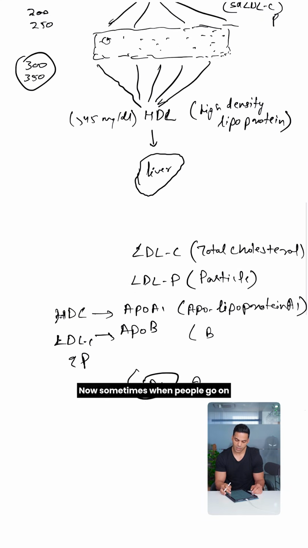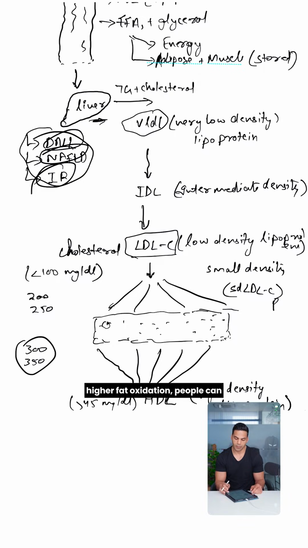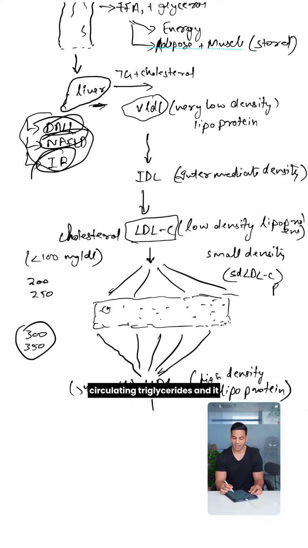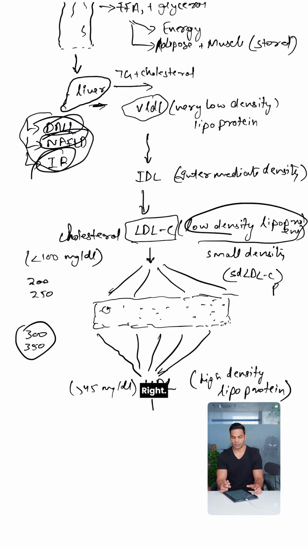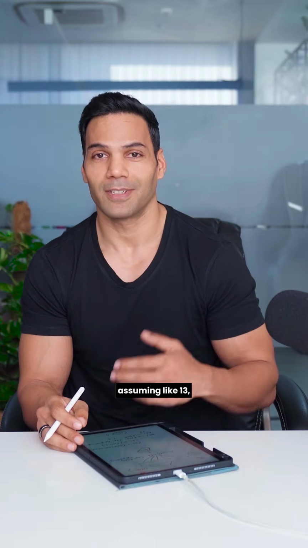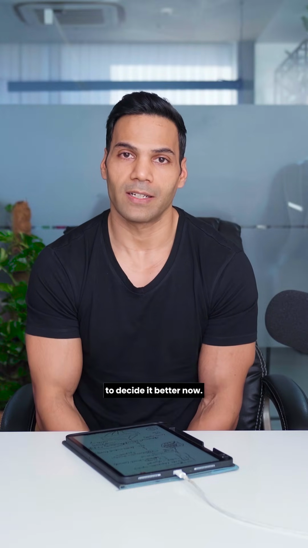Now, sometimes when people go on a ketogenic diet, where you have higher fat oxidation, people can see a temporary jump in the number of circulating triglycerides, and it can also lead to a temporary jump in LDL cholesterol. So total cholesterol can increase, but the number of particles is also very important, right? So there are caveats, there are nuances, but I'm not going to go into the depth of those. I hope this little episode, I'm assuming like 13-14 minutes, is able to give you some overview, and you would be able to decide better now.